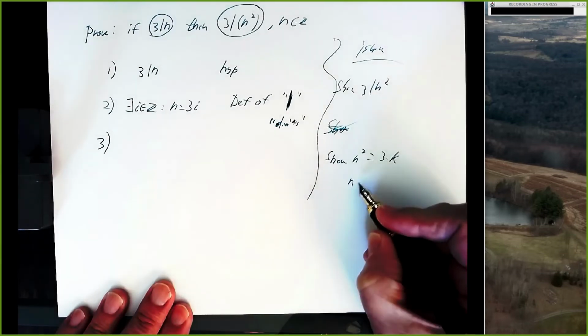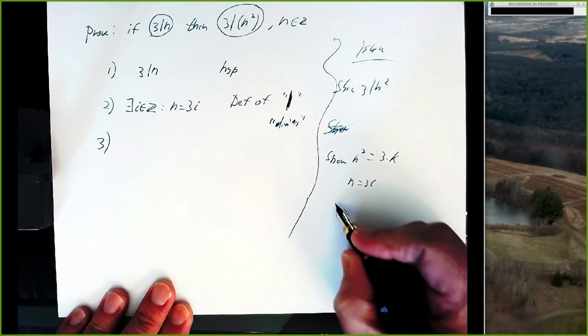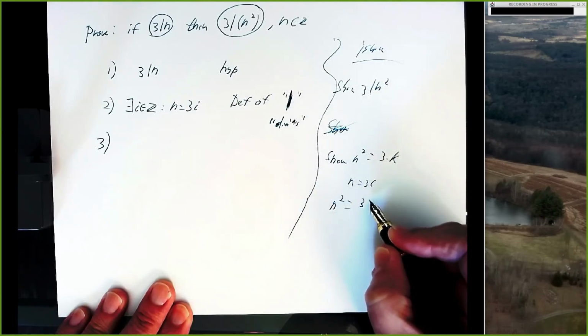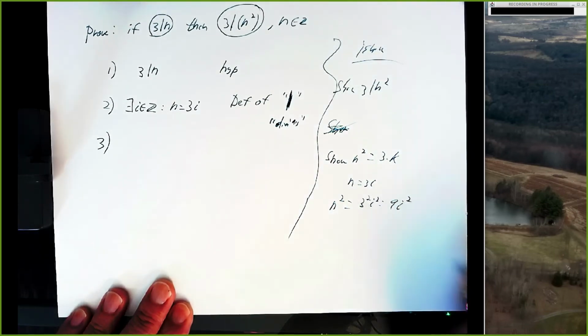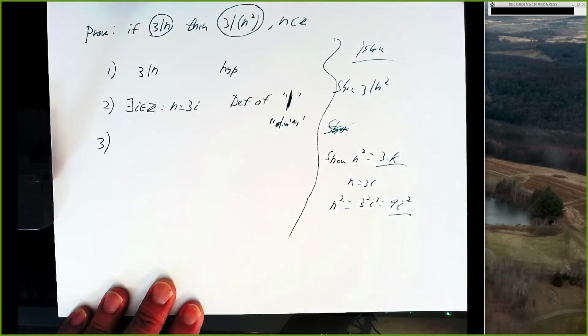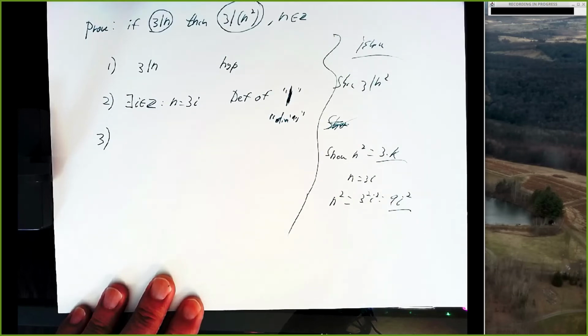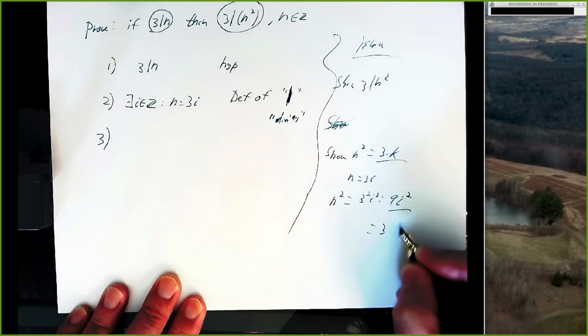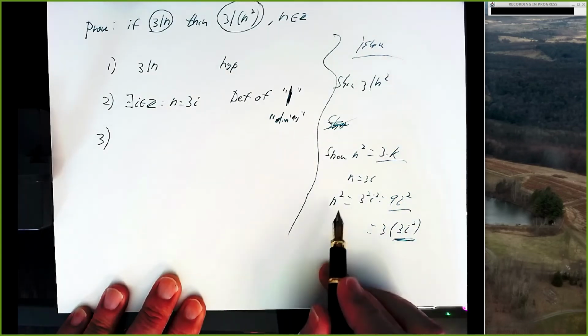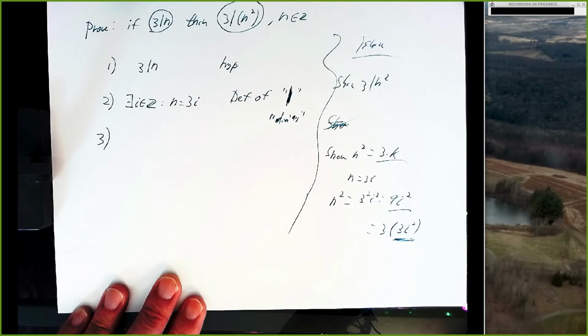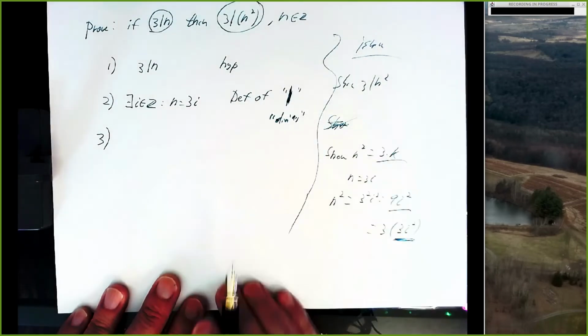And I'm going to do some scratch work over here and say n equals 3i, n squared equals 3 squared, i squared, equals 9i squared. Is there some way I can show that this can be written as 3 times an integer? Hopefully having done things like this before and having a good night's sleep, I'll look at this and say, oh, wait a minute, this is equal to 3 times 3i squared, and that sure looks like an integer. So yeah, I think I can write n squared as 3 times an integer. And if I can do that, then I can say 3 divides n squared.